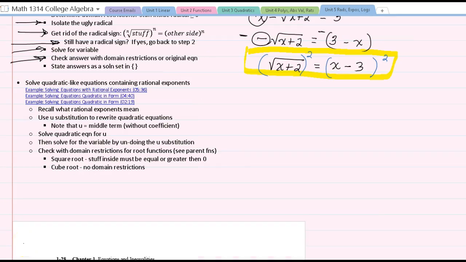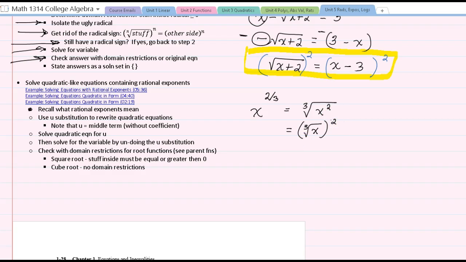So for the last learning outcome, which is to solve quadratic-like equations containing rational exponents, let's first recall what it means to have a rational exponent. So if we have something that says x to the 2/3, I want to remind you that that means it's the cube root of x squared. Or it could also be the cube root of x, the whole thing squared. So it just depends on the situation.